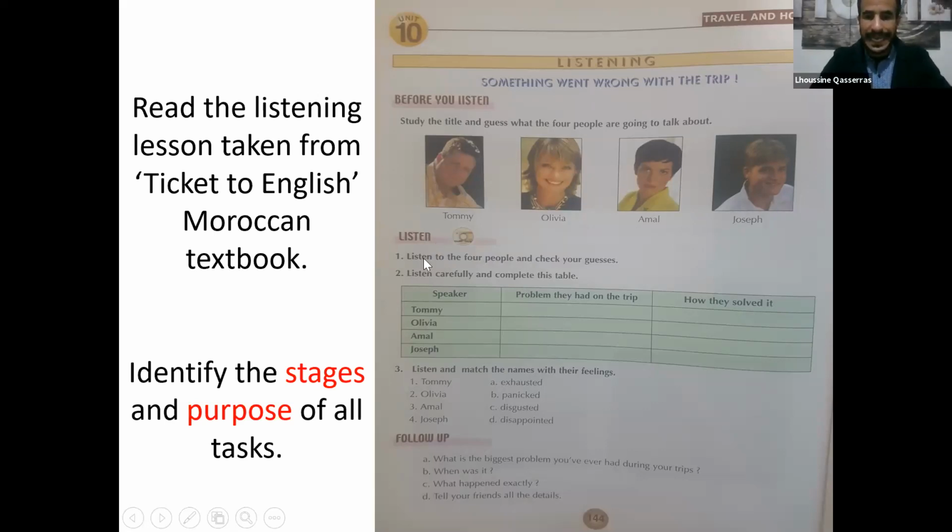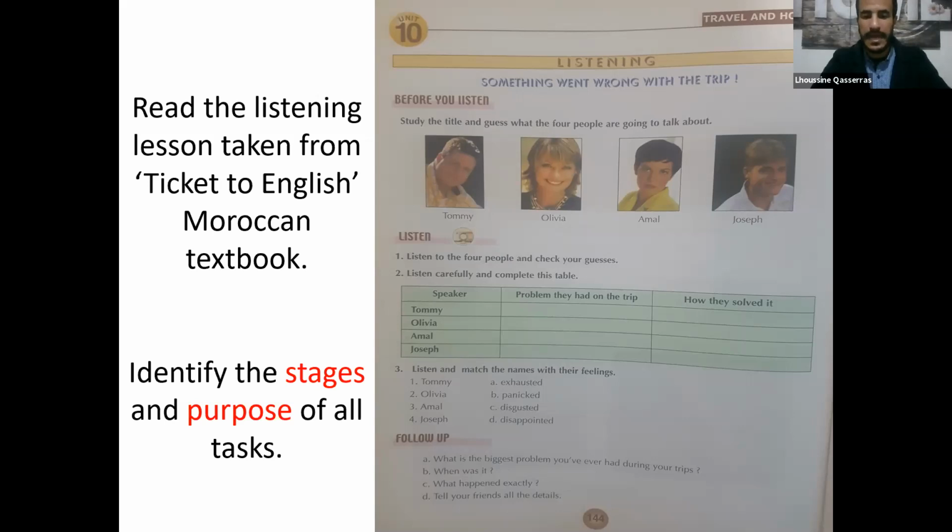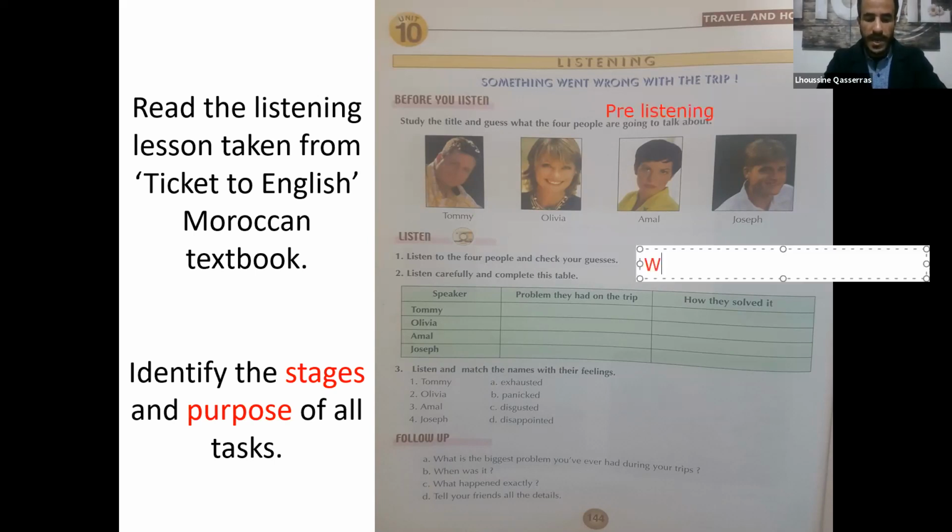So let's see here. Number 2, listen to the four people and check your guesses. Is it pre or while? Yes, Saida? It's while listening. Good. Now number 2, listen carefully and complete this table. Is it while? Yes. And number 3, listen and match the names with their feelings. So we can say here, just one second, please. This one is pre-listening. Good. And numbers 1, 2, 3 are the while listening.